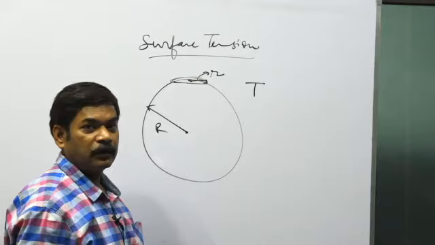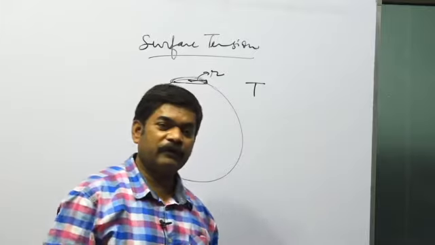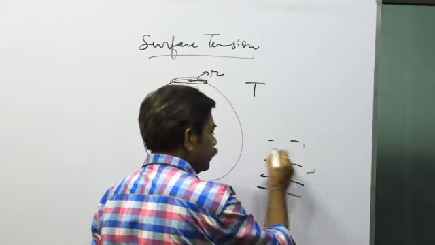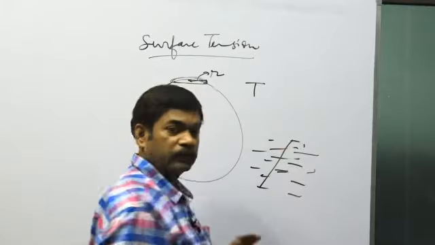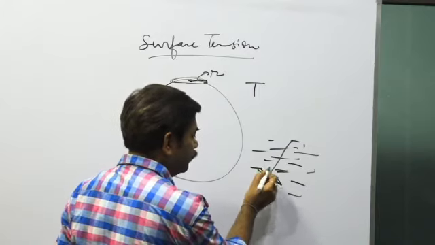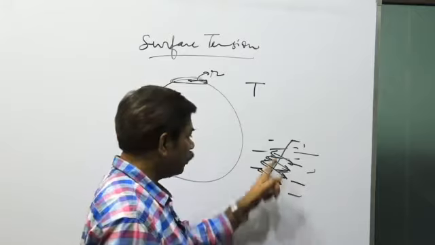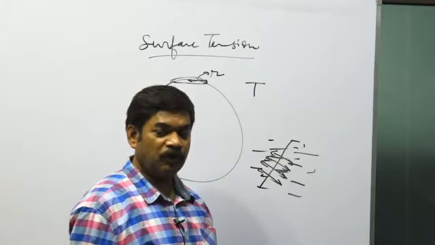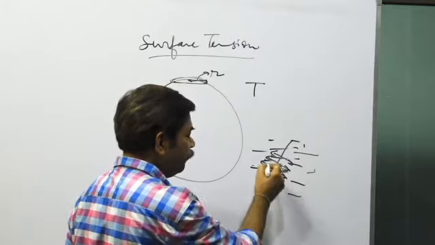Now see, as you know, how does the force of surface tension act? Suppose this is a liquid surface. If I draw an imaginary line on the surface of the liquid, the force of surface tension acts on both sides of the line, perpendicular to the line and parallel to the surface.